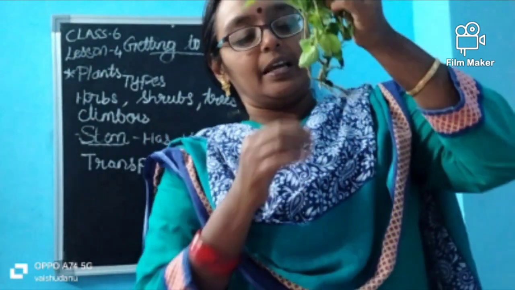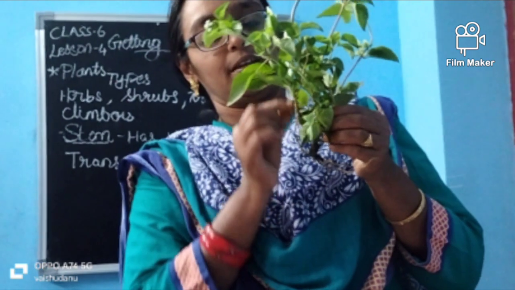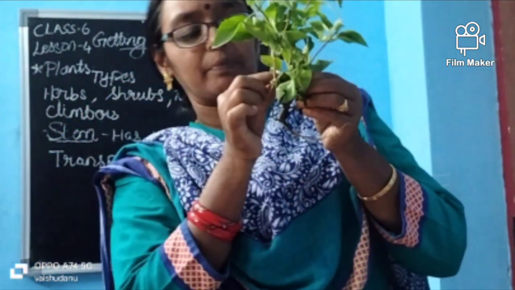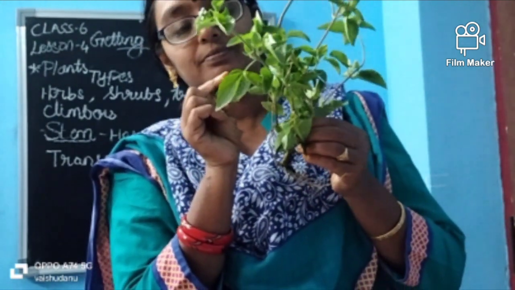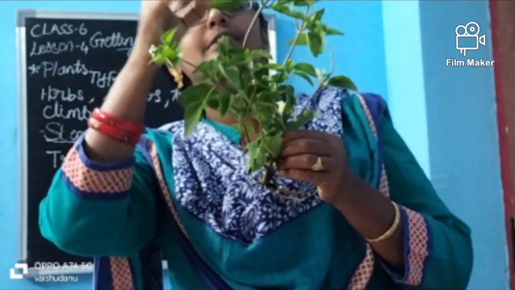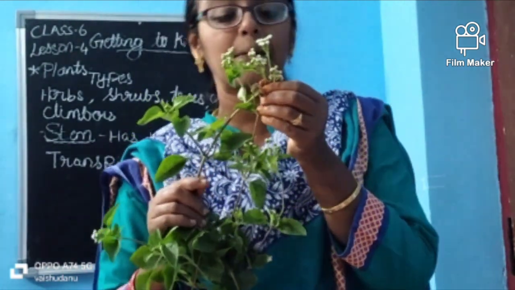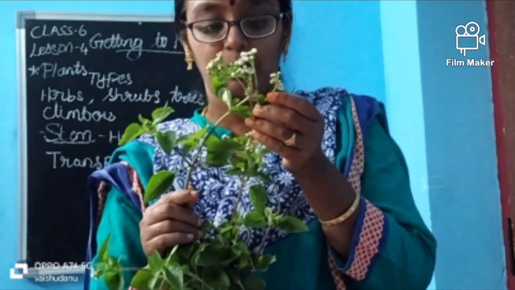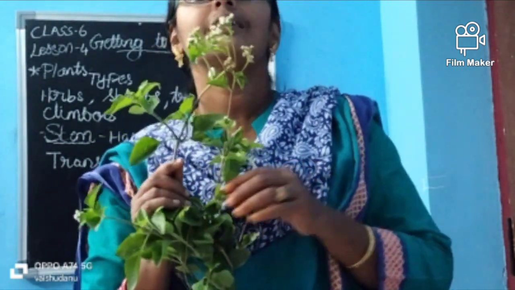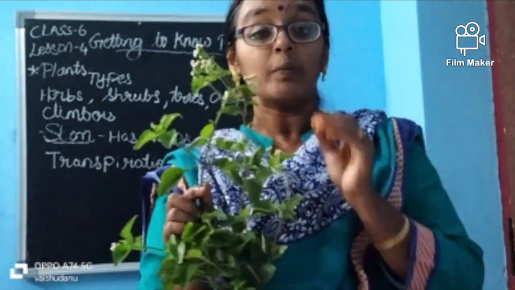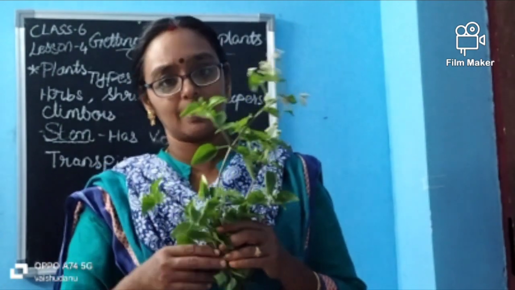It has a stem. This is the stem, coming from the base. Then there are leaves in it. These are leaves. There are flowers in it. In some plants we can see buds also. From the bud, flowers are coming. Here also small buds can be seen. Then flowers. Some plants will have fruits. I can't see any fruit over here, but many plants have fruits.